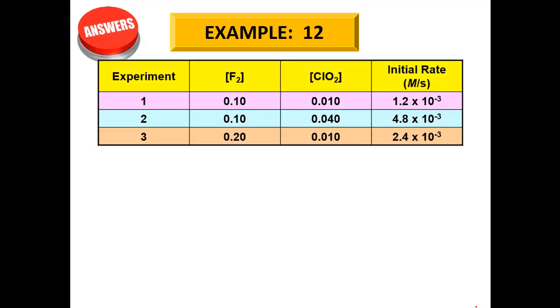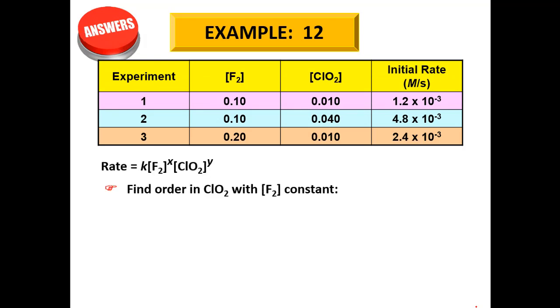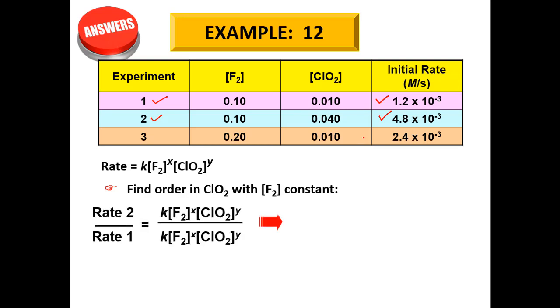Okay, sekarang kita tentukan order ClO2 pula. Kita pilih concentration di mana ClO2 punya concentration berubah tetapi F2 sama. So kita pilih eksperimen 2 dan eksperimen 1. Okay, so again nak bahagi mana, kita pilih rate yang lebih besar lah, eksperimen 2 bahagi eksperimen 1. Okay, cara penulisan rate semua sama je, kita just follow sahaja.